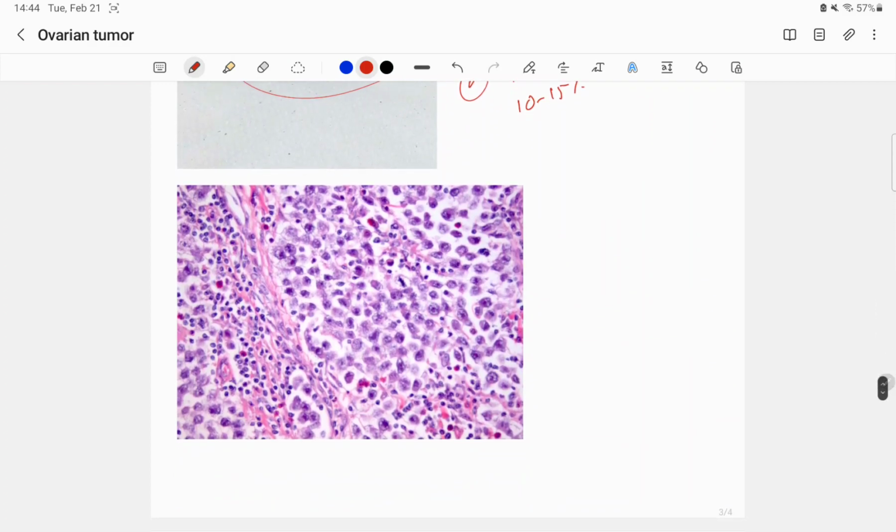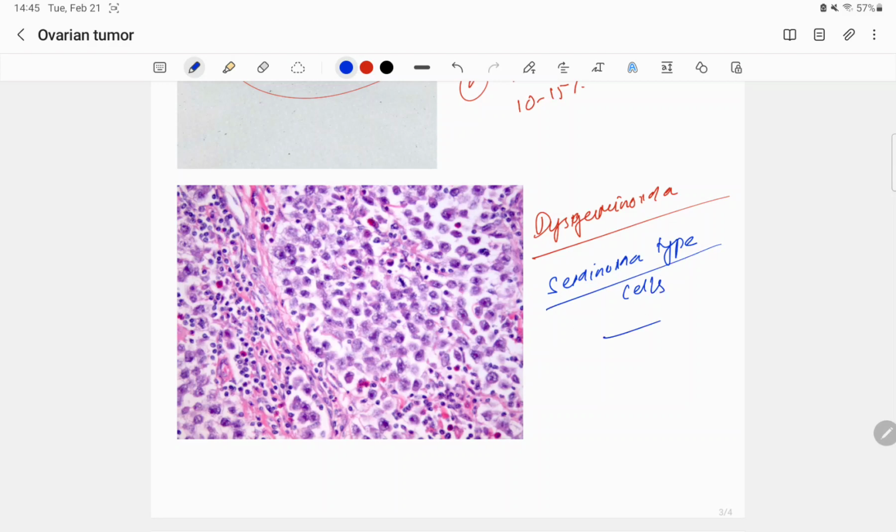And coming to dysgerminoma, the most important classical feature is seminoma type cells. So the cells are arranged back to back and they have clear cytoplasm and dark stained nuclei. So this is a classical picture of seminoma type cells of dysgerminoma.